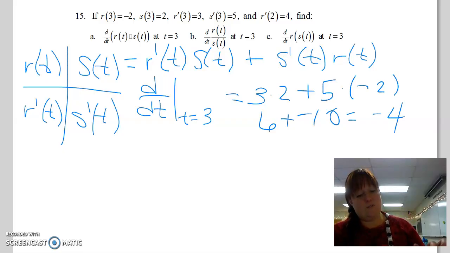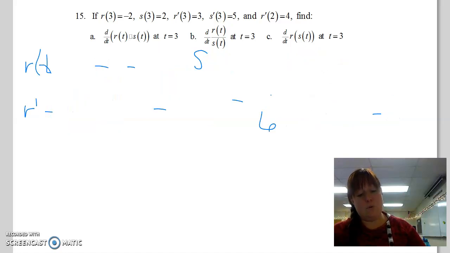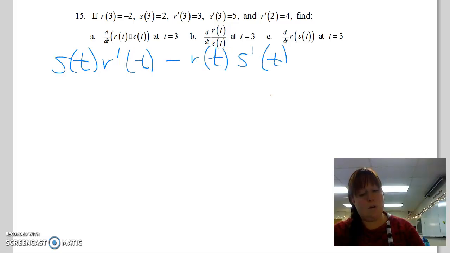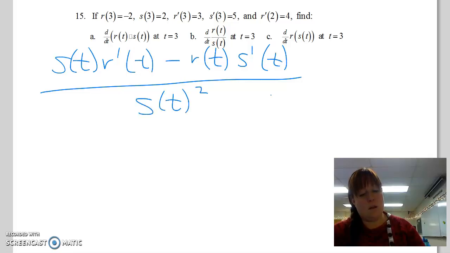Now it's asking us to find a quotient of the two. Okay, so again, we just use the quotient rule. So we say low d high minus high d low, square the bottom, and away we go.